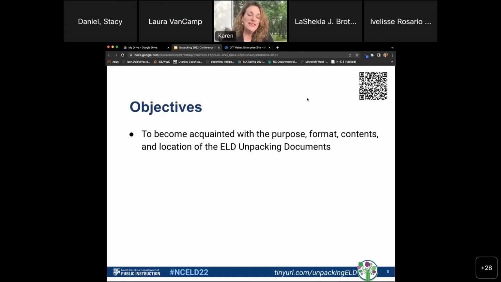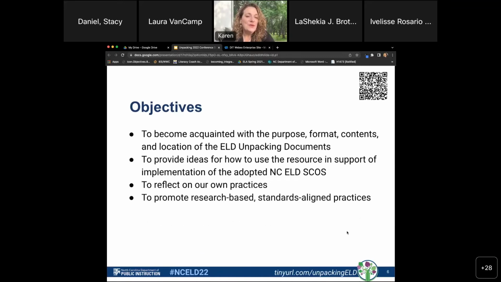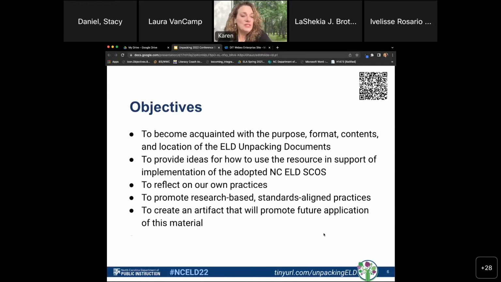So our first objective today is to become acquainted with the purpose, format, contents, and location of the ELD Unpacking documents. And we want to give you some ideas for how to use this resource in support of the implementation of the new standards. Additionally, we would like to reflect on practices in the ML or ESL classroom and our instruction. And also, we're going to promote research-based, standards-aligned practices, which is critical to promote student achievement.